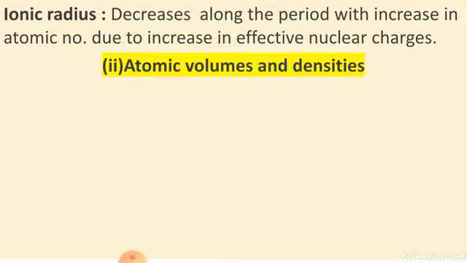One more thing you have to note down: the atomic radius is inversely proportional to effective nuclear charge. That means the more the effective nuclear charge, the less the atomic radius. But for ionic radius, I'll give one formula: the ionic radius is directly proportional to the number of electrons divided by the atomic number. Or you can also say that Z effective, that is the effective nuclear charge, is proportional to Z by E.